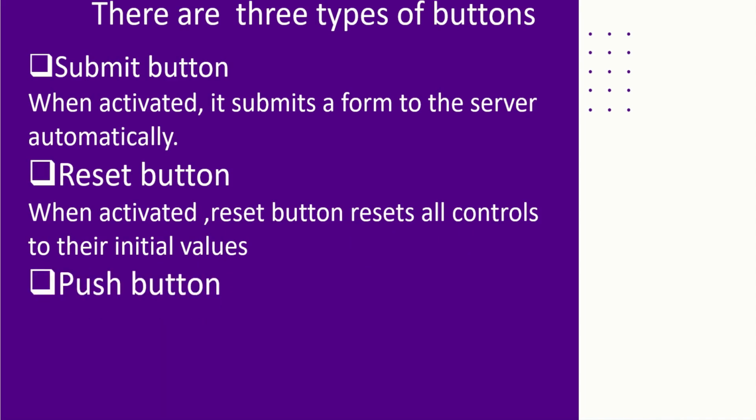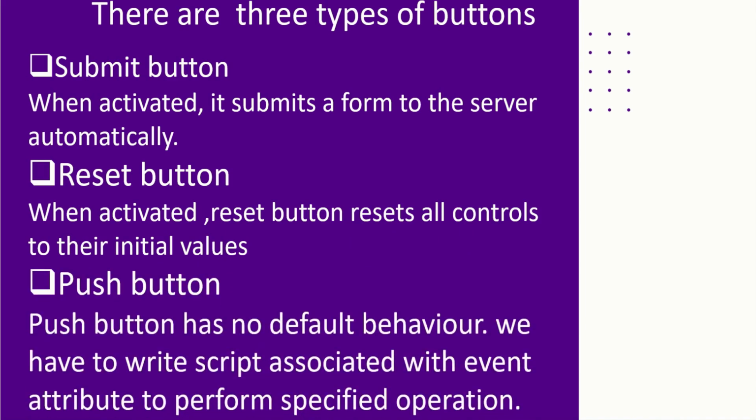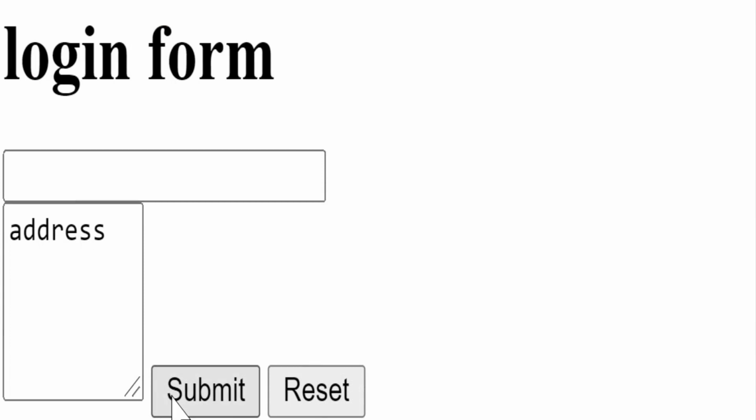Push button. Push button has no default behavior. We have to write script associated with event attribute to perform specified operation. Button allows the user to perform an action when we click on that button. So there are three types of buttons: submit button, reset button and push buttons.